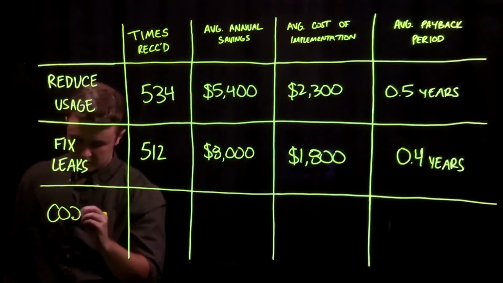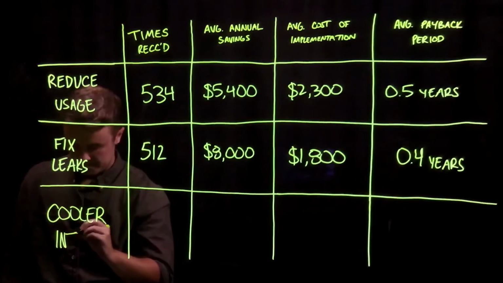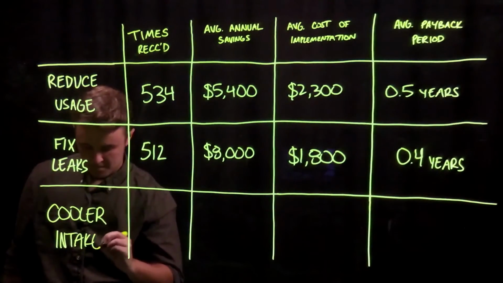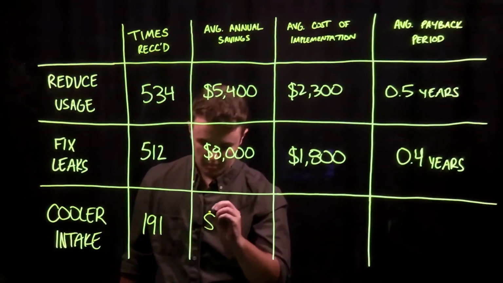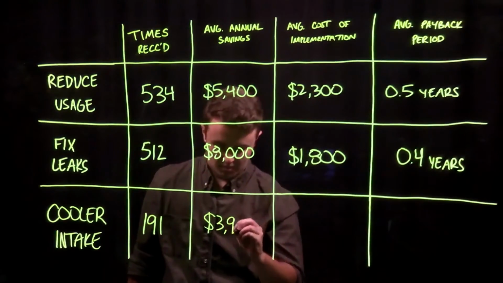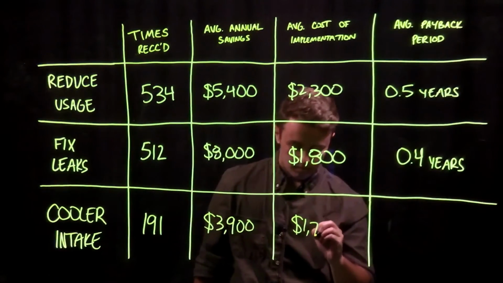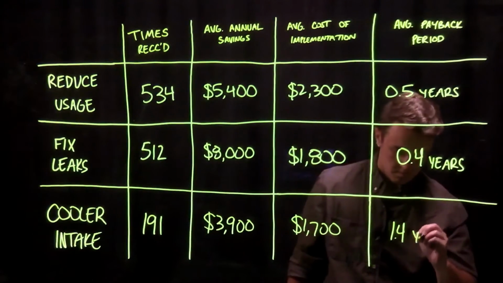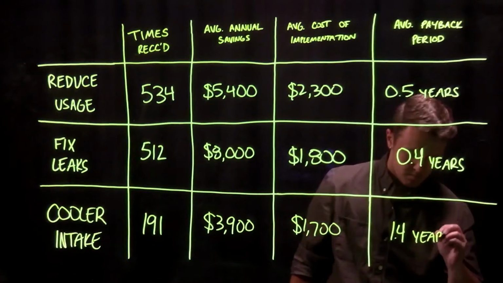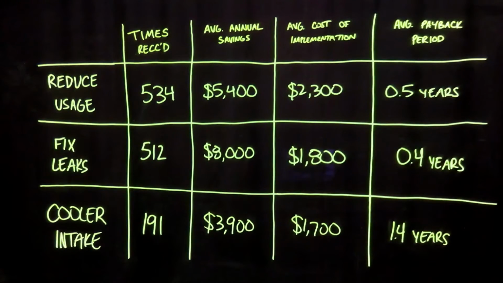Air compressors have an intake location where air is taken and routed to the compressor. If this air is hot, it is less dense, so the compressor has to work harder to increase the density to the desired level. Since cold air is denser, installing the compressor air intake in a cool location reduces the effort the compressor has to exert in order to get the air to the desired pressure. This strategy was recommended 191 times by industrial assessment centers nationally and has an average annual savings of $3,900.